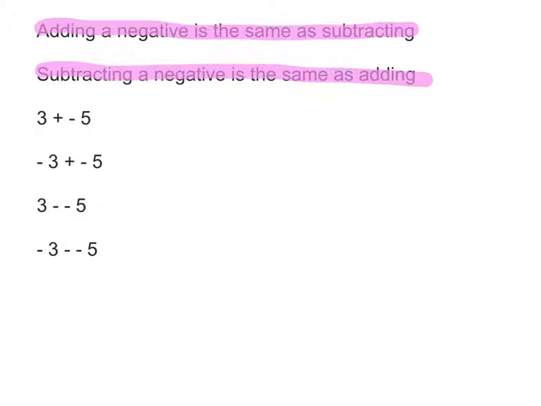Now let's look then at some actual examples for this. So 3 plus -5, well, I am adding a negative. That's the same thing as subtracting. So 3 take away 5 gives me -2. -3 plus -5, well, again, the -3 doesn't actually make a difference. I'm adding a negative. That is the same thing as subtracting.